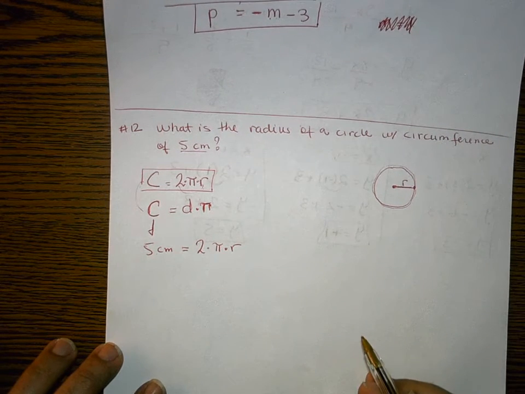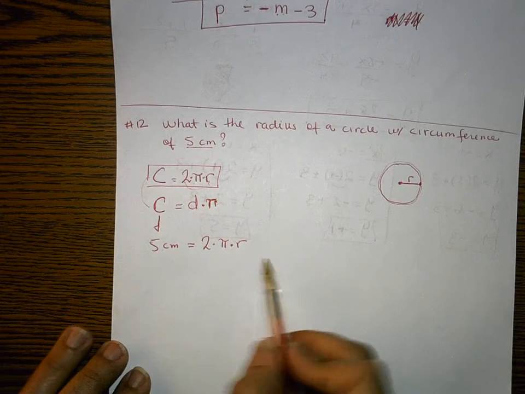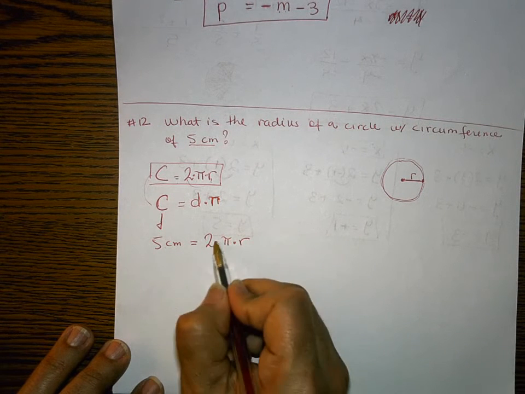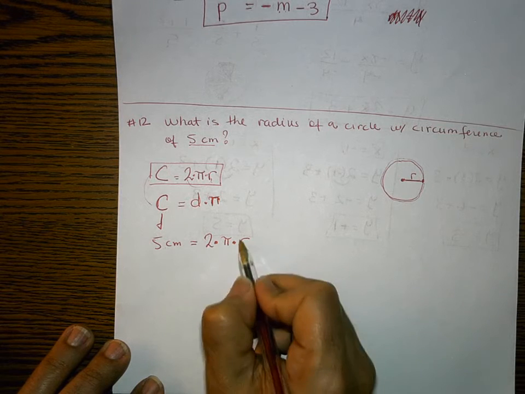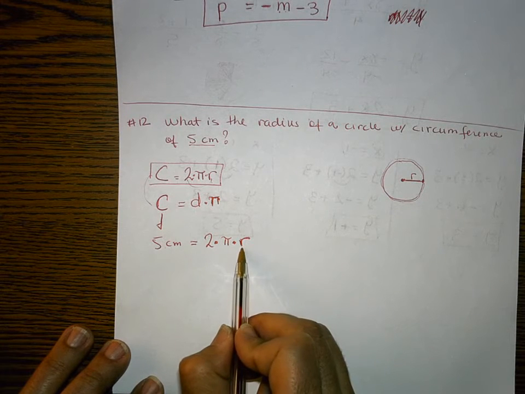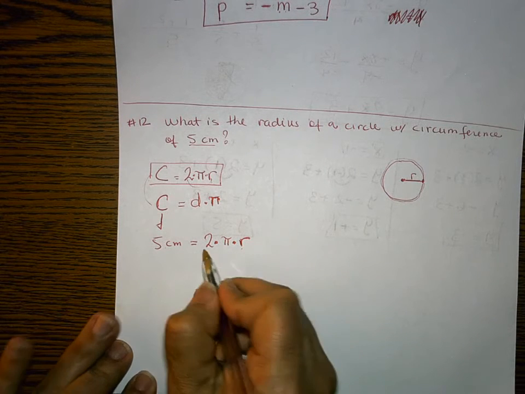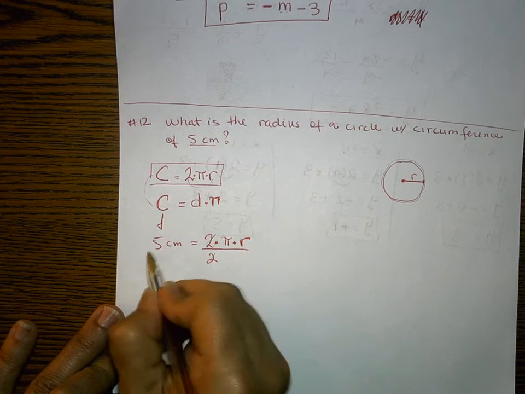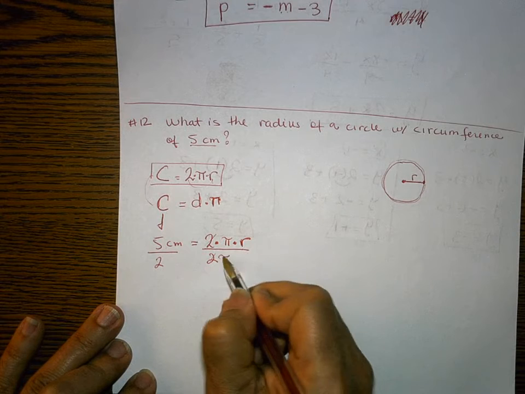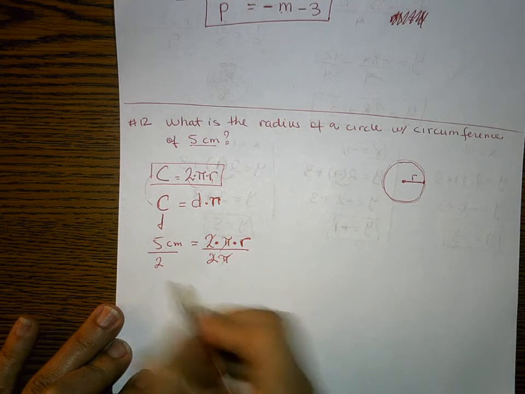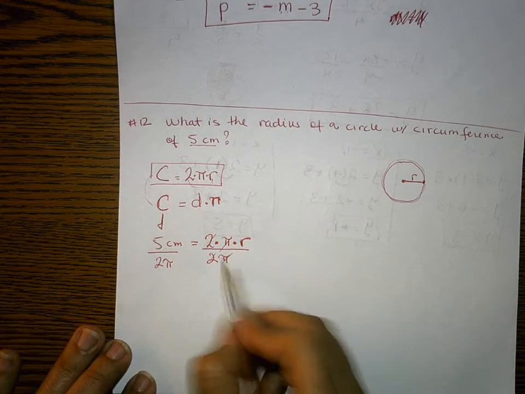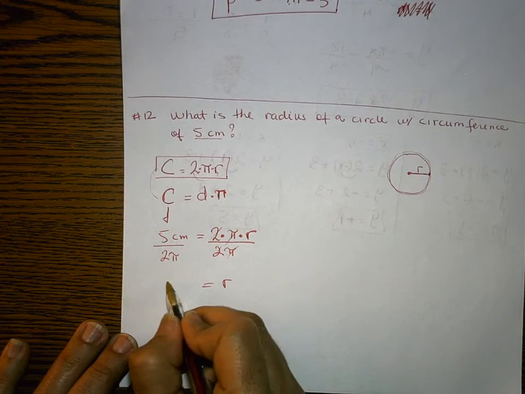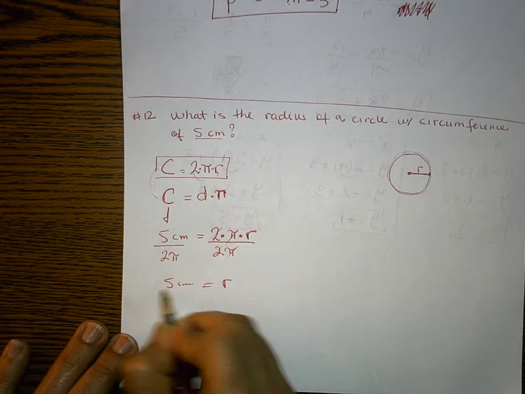So I have 2 times pi times r, and I gave you guys this formula when I gave you notes. All I have to do is, I have this multiplication times my radius, and I want to get the radius all by itself. So I'm going to divide by 2 on both sides so the 2's can cancel, but I'm also going to divide by pi so the pi's can cancel. The only thing left over is the radius all by itself, and I have to divide the 5 centimeters by the 2 pi.